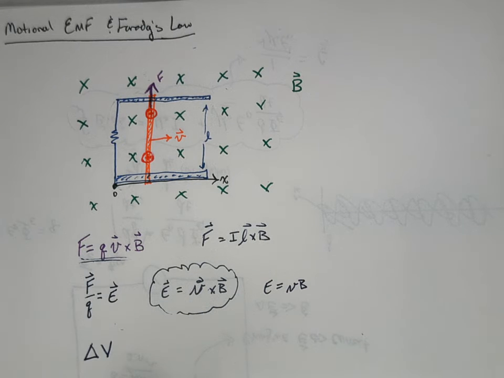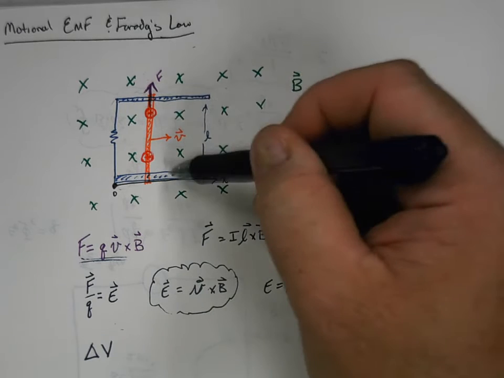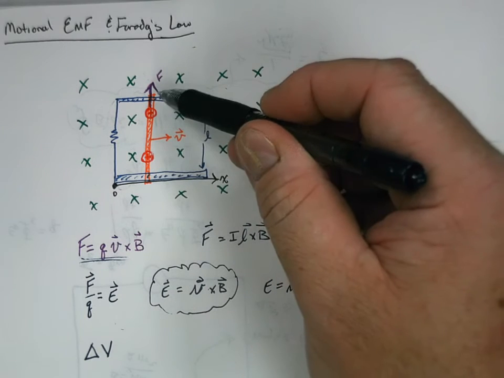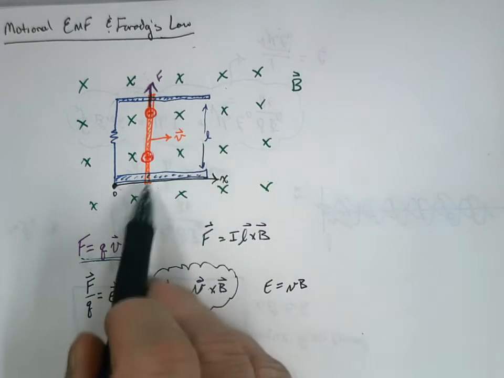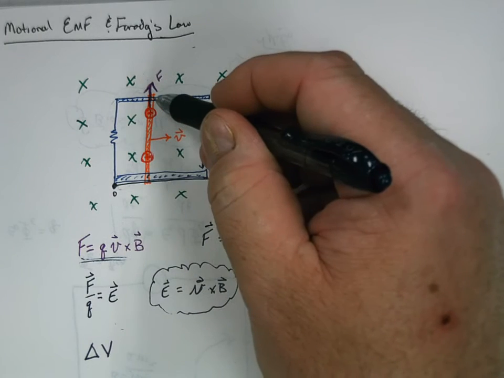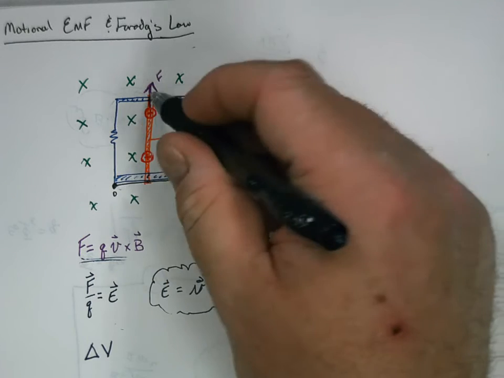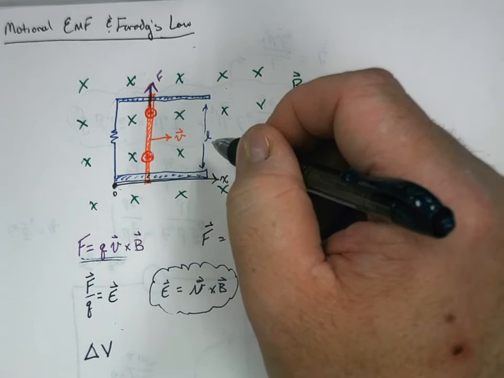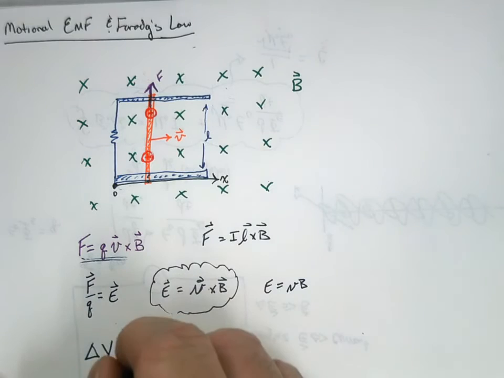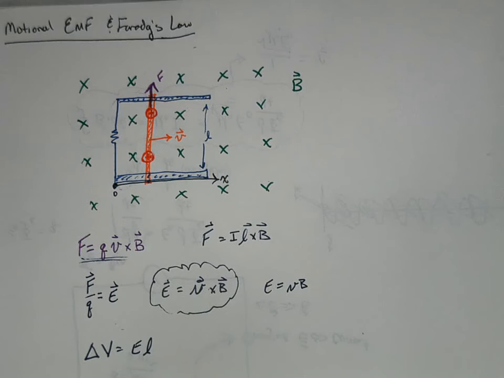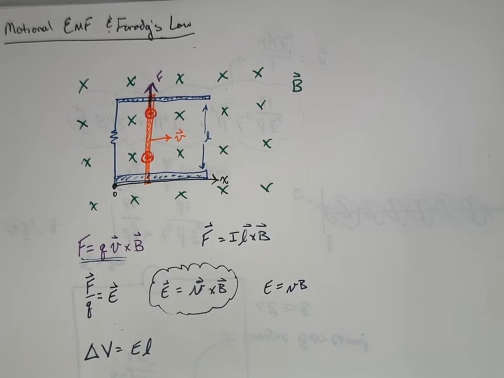Okay, now we have a voltage here. We have this magnetic field acting across this distance, and the electric field is going in that direction, right? That's acting from here to there, which is distance L. So the voltage drop is equal to EL. Does that make sense?